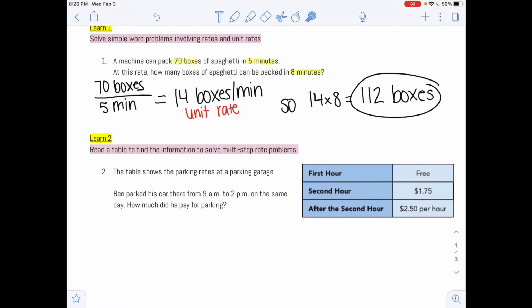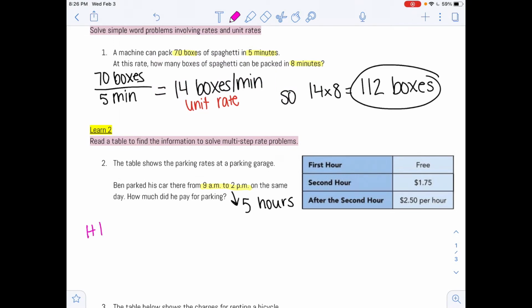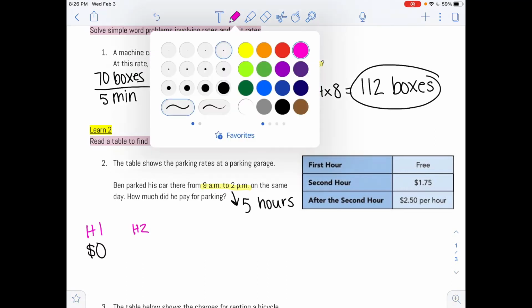Okay, the first piece that's going to be helpful to us is finding out, well, how many hours was he parked there? From 9 a.m. to 2 p.m., that would be a total of 5 hours. So we need to figure out how much he paid for 5 hours. So hour 1, according to our table, is going to be free. So that's $0. Hour 2, according to our table, is $1.75.